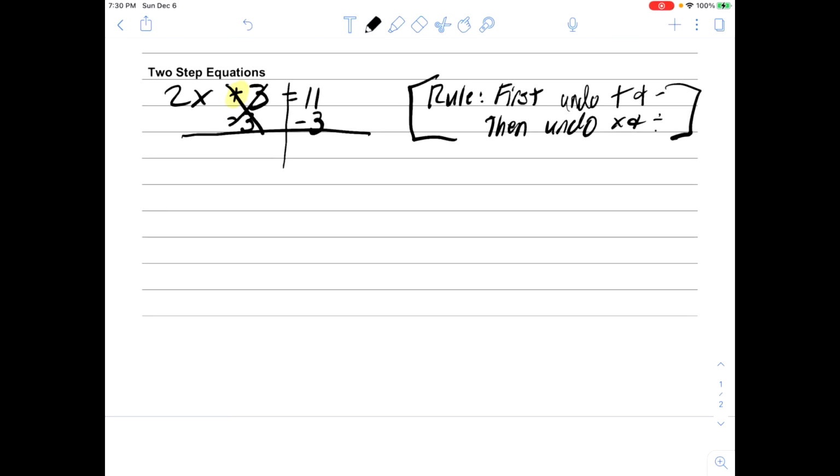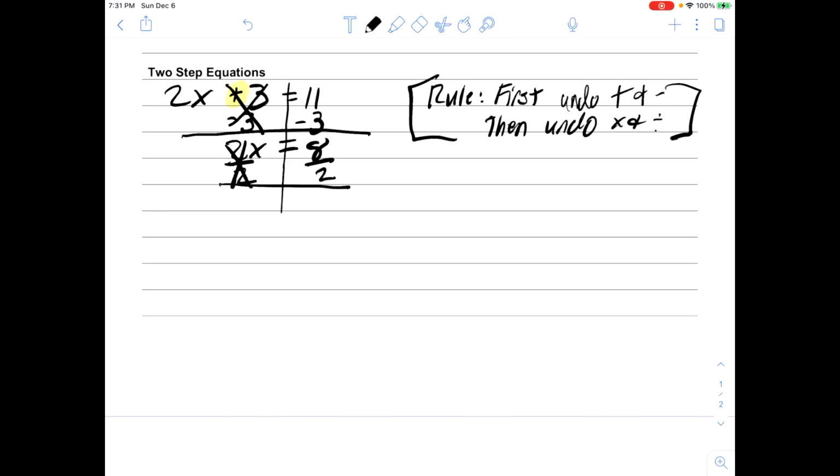On the left side now, I'm just left with 2 times x. And on the other side, when I do 11 minus 3, I get 8. We're not done. The next thing we need to do is say, okay, now I know that 2 times something equals 8. Remember, this is multiplication, invisible between the 2 and the x. To undo multiplication, I need to do the opposite, which is division. So I'm going to divide by 2 and divide by 2 on the other side as well to keep things balanced.